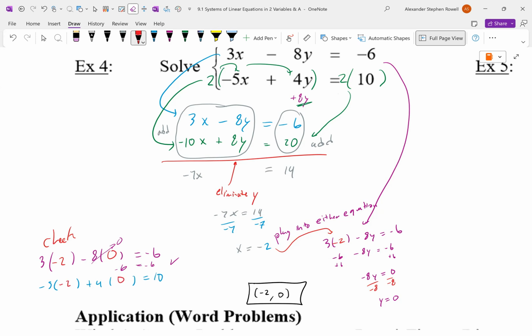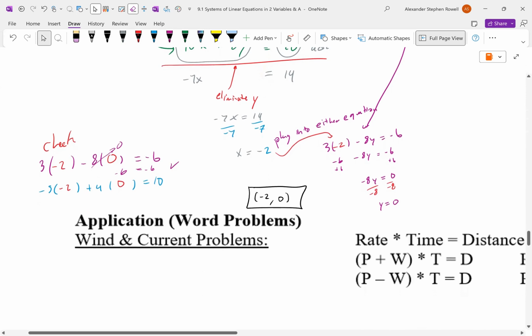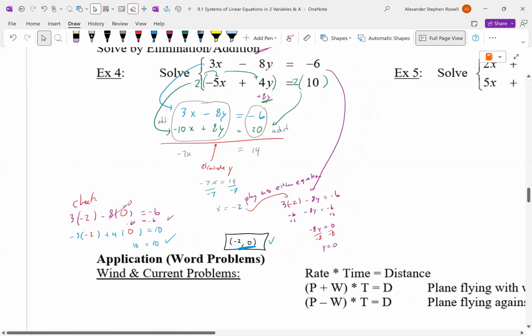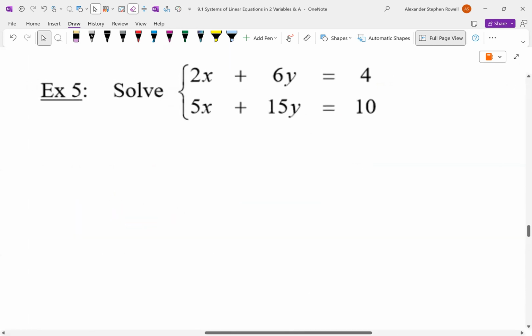Negative 2 and 0. So what's negative 5 times negative 2? Yes, 10 is equal to 10. Okay, now I feel very good about this answer. It made both equations true. Any questions about this? Let's try the next one.